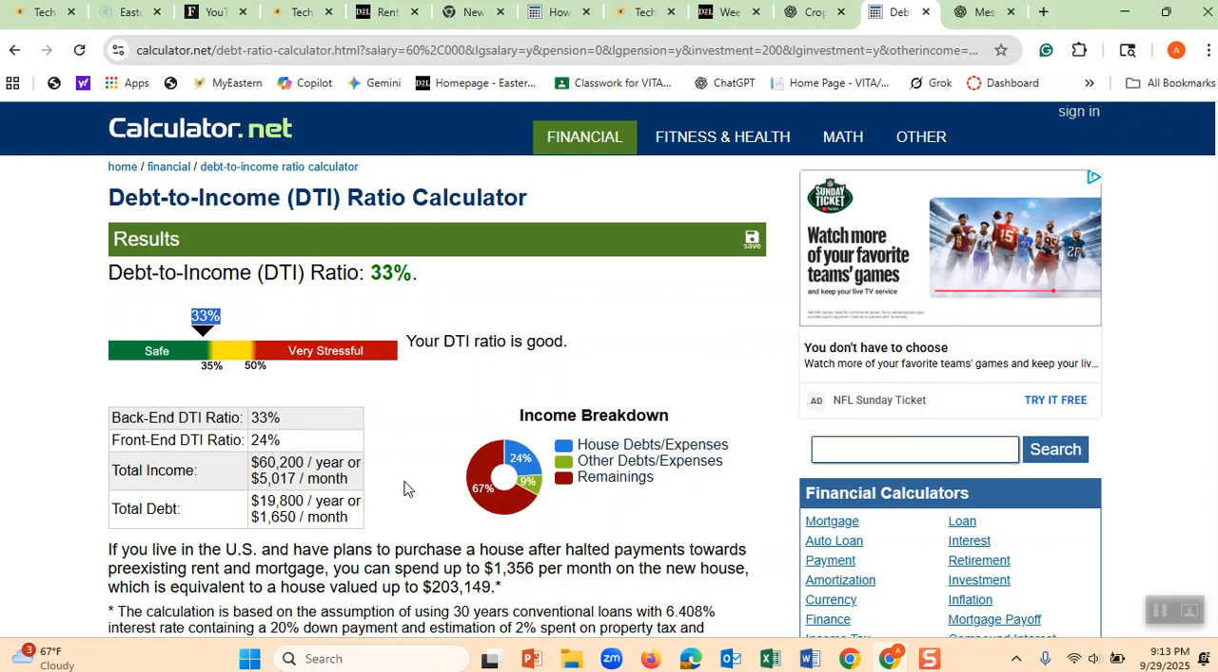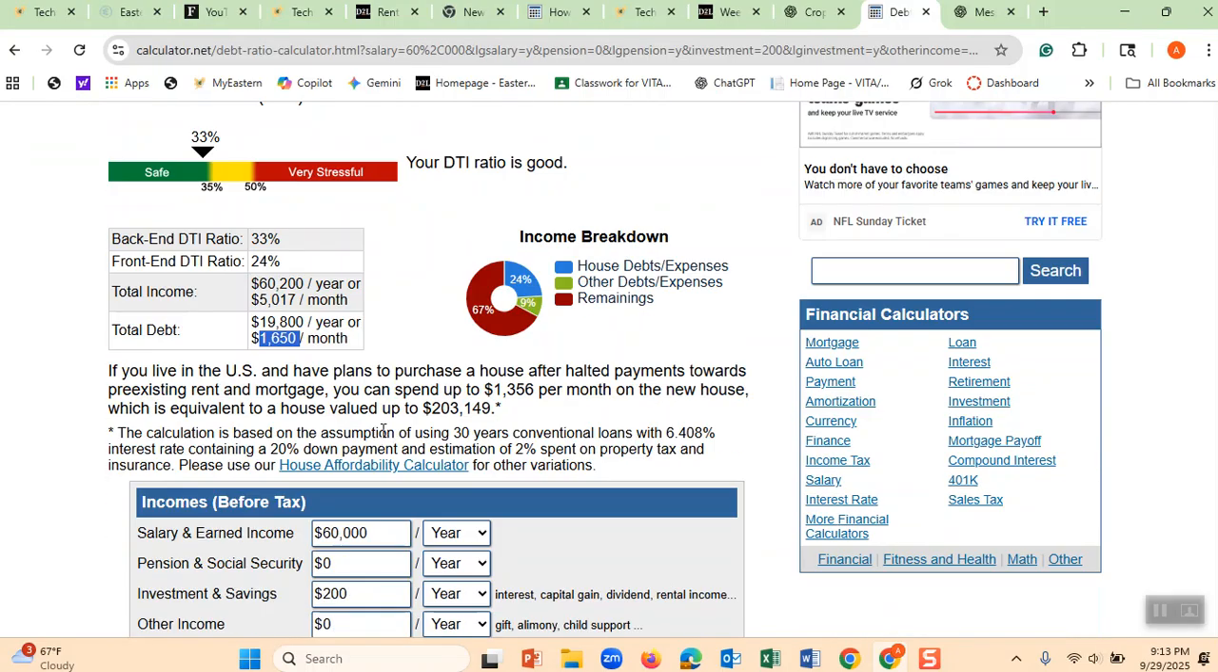And as you all see, here is total income. Of course, this is per year, and this converted it per month, and then this is total debt, and this is how much monthly I have to pay. And as you see, there are 67% remaining, and other debt expenses and house and total debt expenses. These are interesting numbers that you want to look at and try to understand.